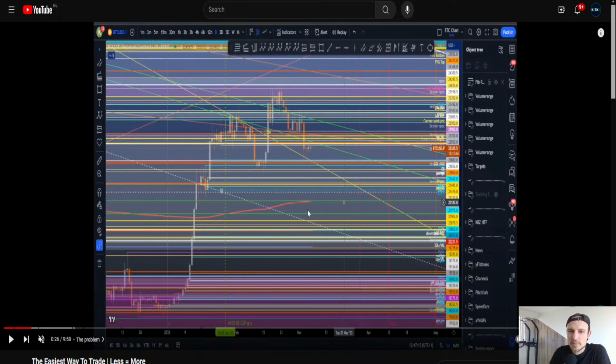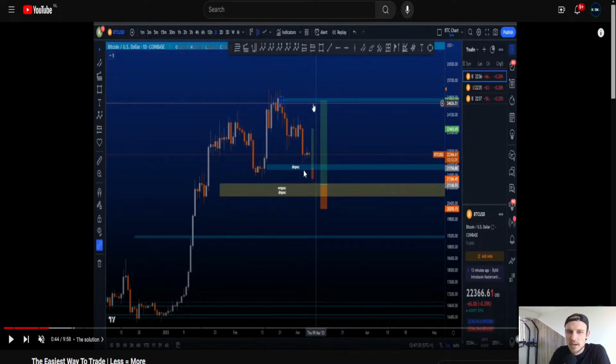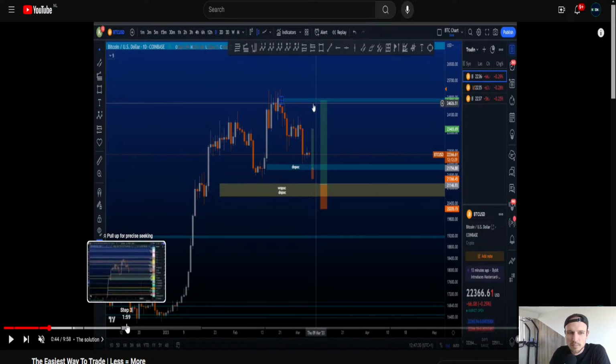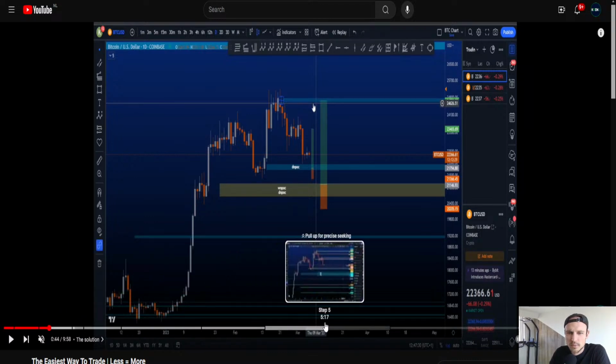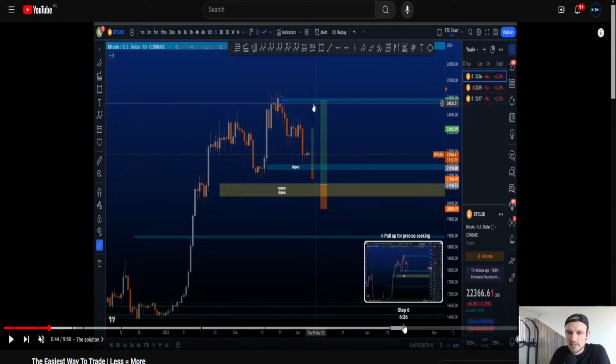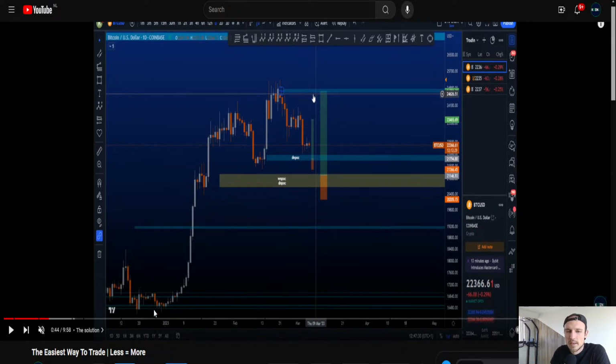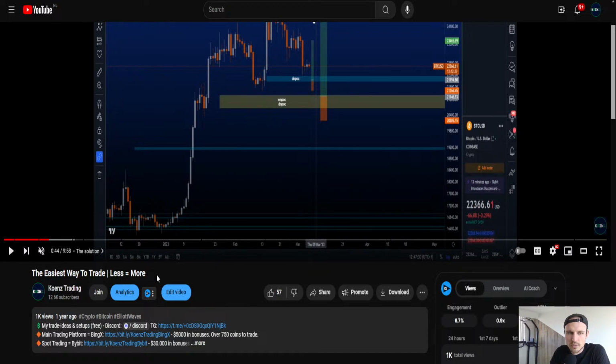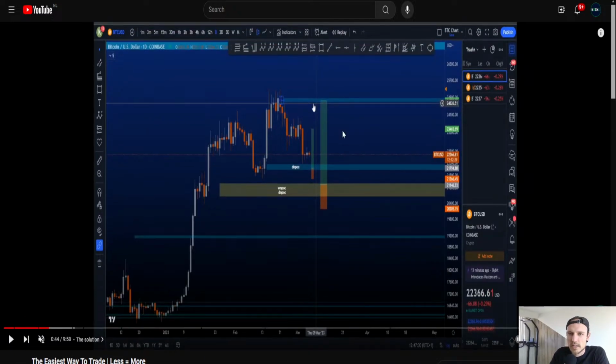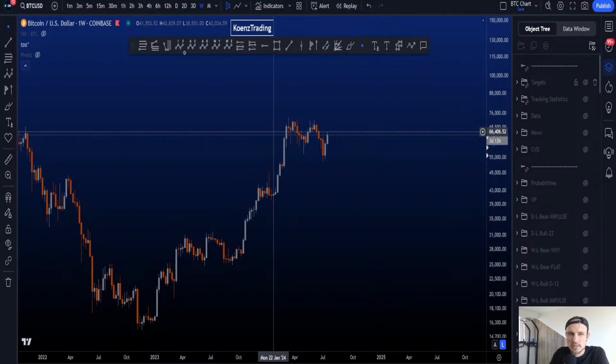But how do you clean up a chart and how do you find these areas of interest? And that is what I then show you. So step 1, step 2, step 3, step 4, step 5, and eventually step 6. I explain to you step by step what to do to make these target boxes. And for me, it is by far the easiest way to trade. In my opinion, less is more. It's very clean. So I really recommend having something like this on your chart.